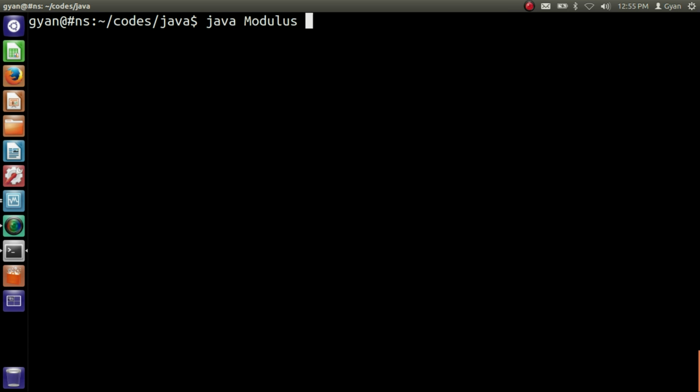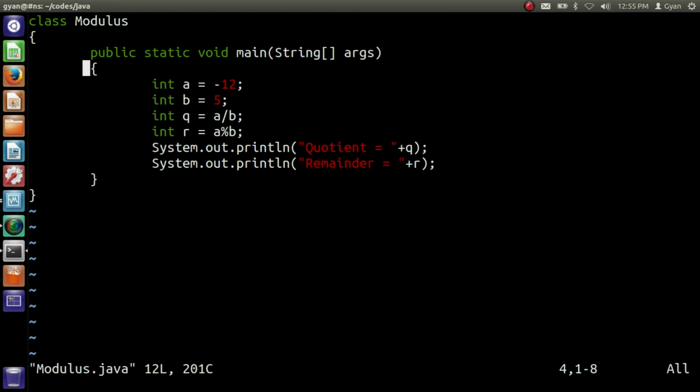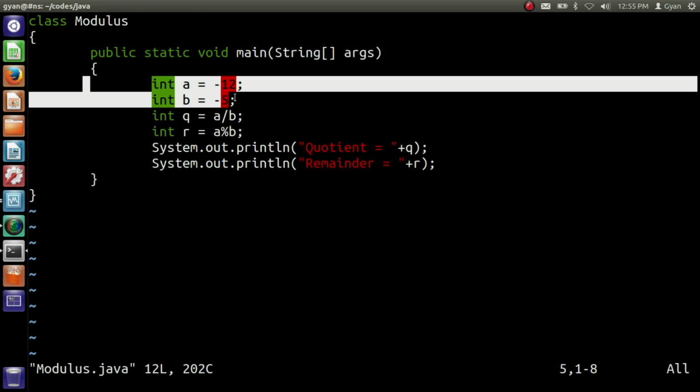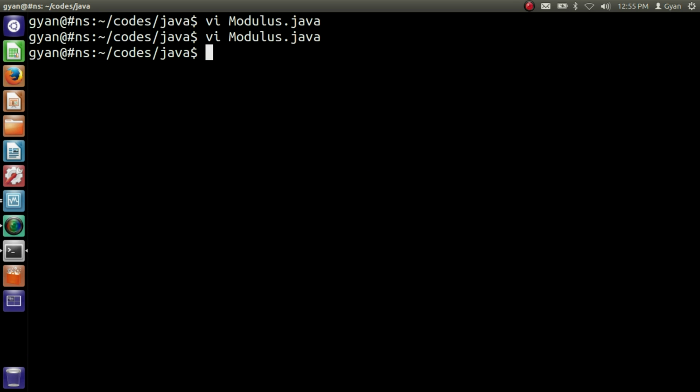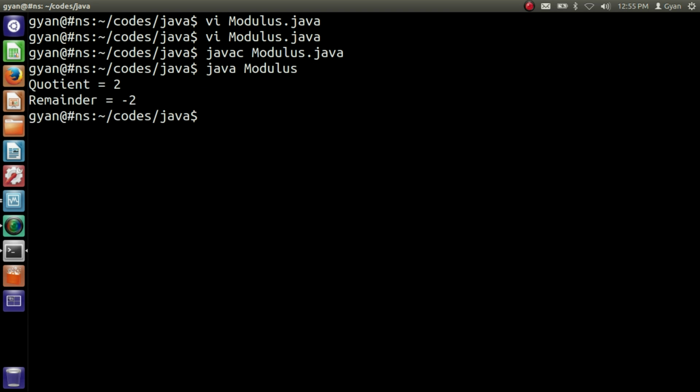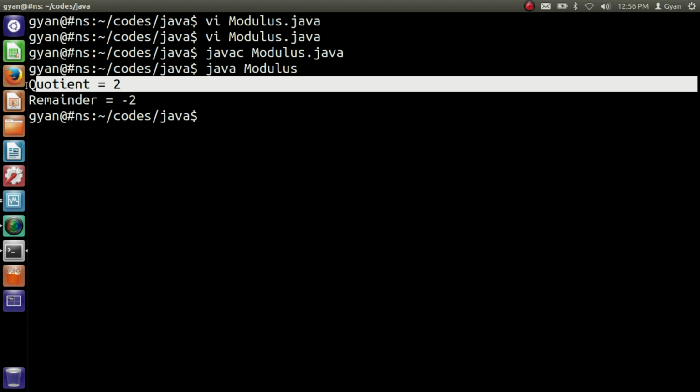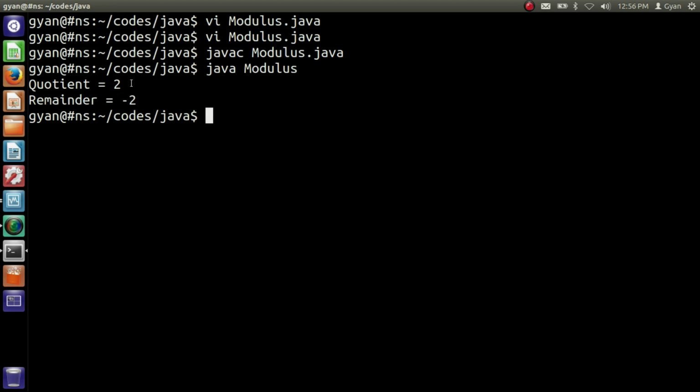Let's update the program again and write here int b is equal to minus 5. Notice here that we have both numerator and denominator are negative numbers. Save and compile it. Javac modulus.java. Compiles fine and then run it. Java modulus. The result of a divided by b is positive 2. If both the numerator and denominator are negative numbers, then the quotient will be positive. And the result of a divided by b is also positive.